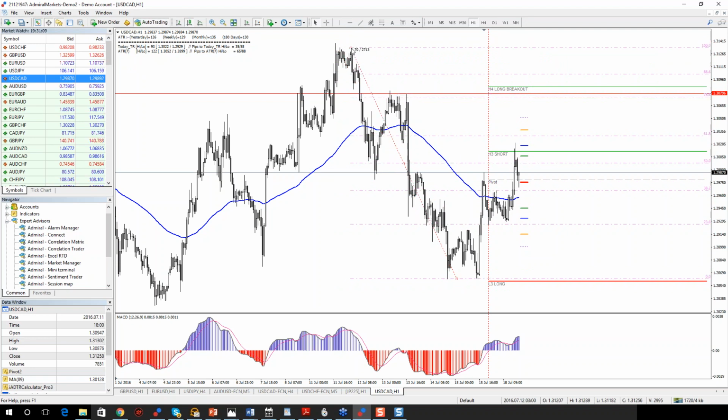Maybe it's better to use previous swing like this. So that is it. A lot of confluence here at around 3080. So I would be looking for a sell should price hit this level.